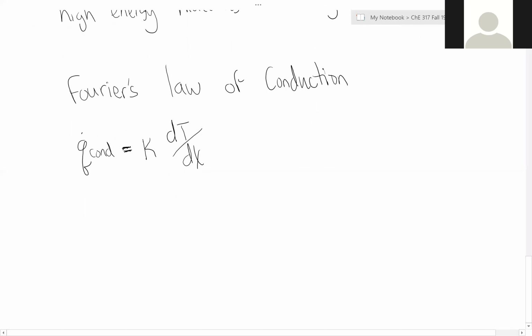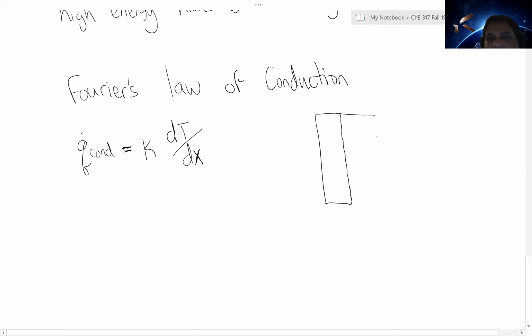Is that dT, d lowercase t? Now it's dT/dx. And so if, let's say, I have two slabs in direct contact. This one's at 100 degrees C, this one's at 20 degrees C, right? We have a temperature gradient that exists. And so we consider dT/dx being the gradient that emerges in that direction.